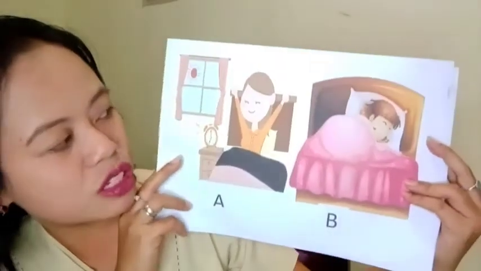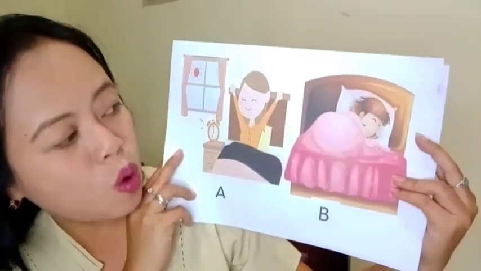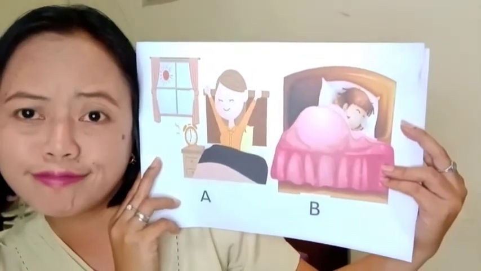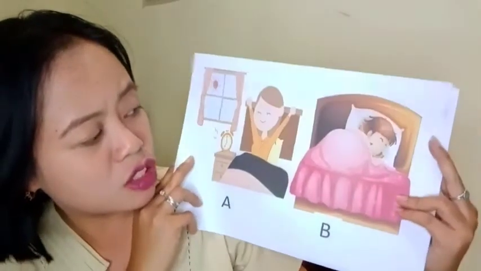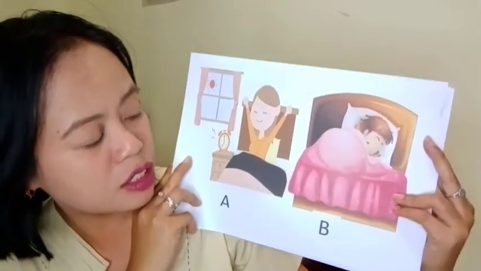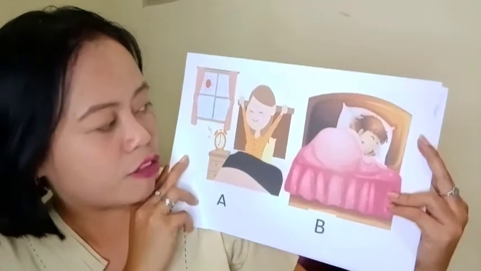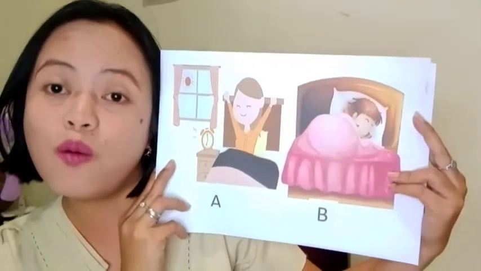Okay, next picture. Which comes first? Waking up or sleeping? Okay, very good. So, ang first is you're going to sleep and then afterwards you're going to wake up. Very good! For our first activity, I want you to tell a story about Ben, the poultry man. Are you ready to listen about the story of Ben?